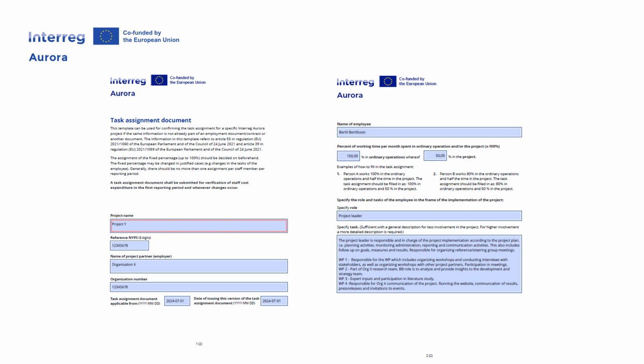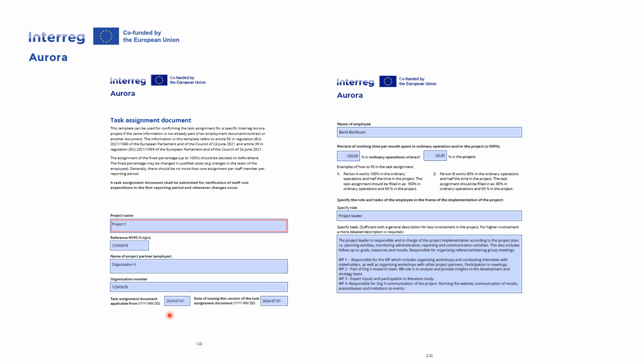Now some more information about the task assignment. This is the template that you can find at Aurora's website. This box is where you fill in the date when the task assignment is applicable from. For example, if the project start date is 1st of July 2024 and you have staff that will start immediately, this will be the date to fill in. But for a staff member starting in September in the same project, September 1st will be the date to put here.